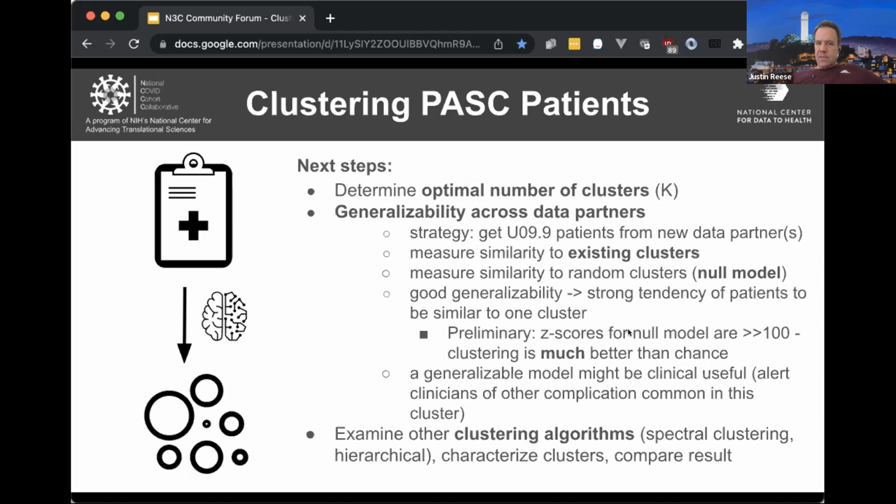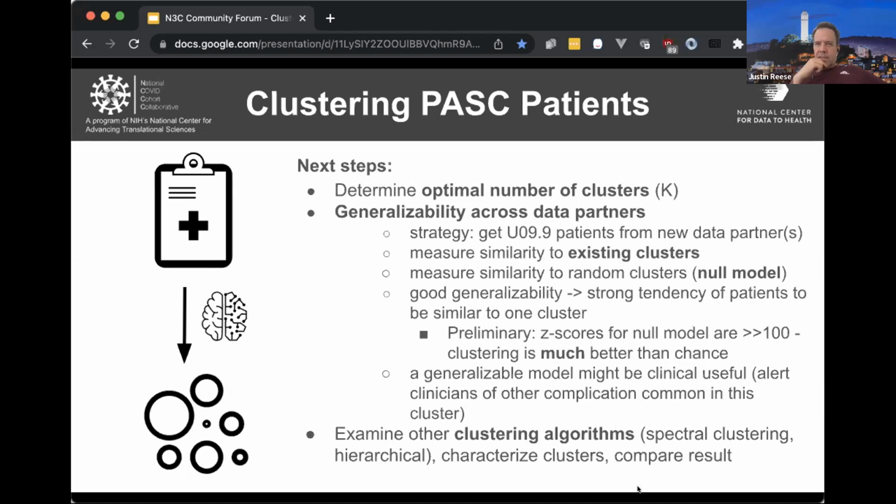The z-scores for this are extremely high. They're about 100, so way higher than you would expect by chance. And this is a hint, we think, that this might be a generalizable model that could be clinically useful.